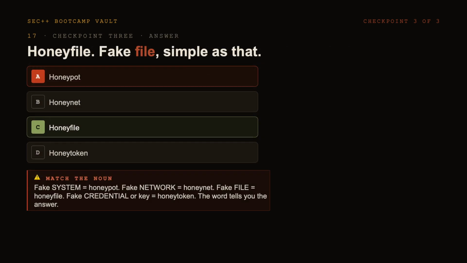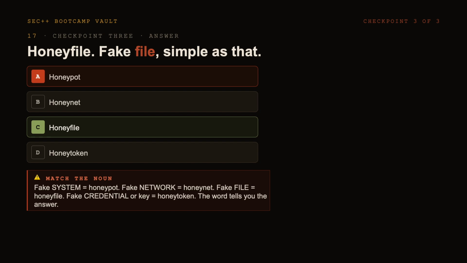Honey file. The fake thing is a file, so it is a honey file. That is the whole trick with these questions. Match the noun. A fake system is a honeypot. A fake network is a honeynet. A fake file is a honey file. A fake credential or API key is a honey token. Read what the decoy actually is, and the name falls right out.